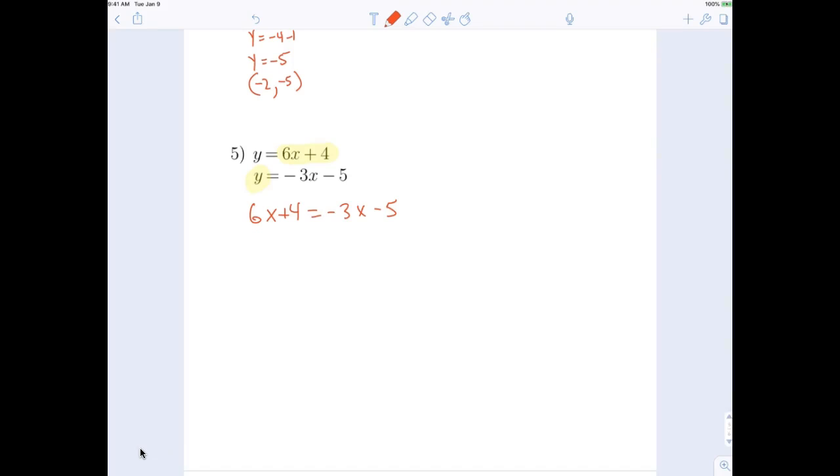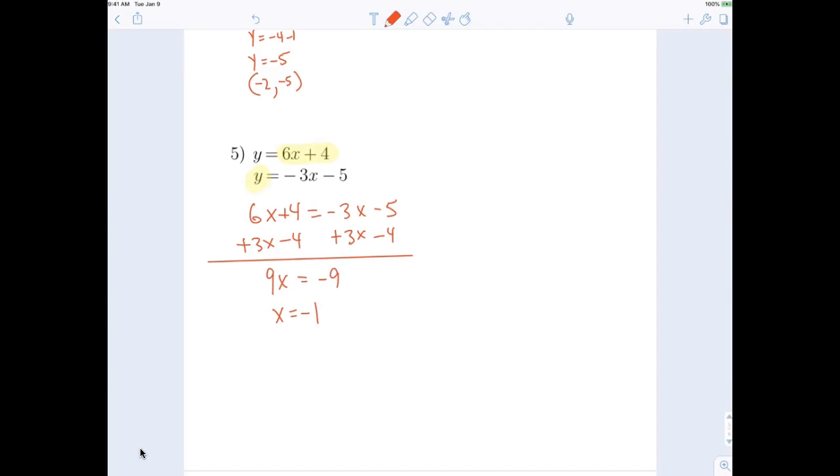All right, now we're just solving this, right? By adding 3x, subtracting 4, subtracting 4. 9x equals negative 9. So x equals what? So x equals negative 1. Good. All right. Very important. Now you have a second step.